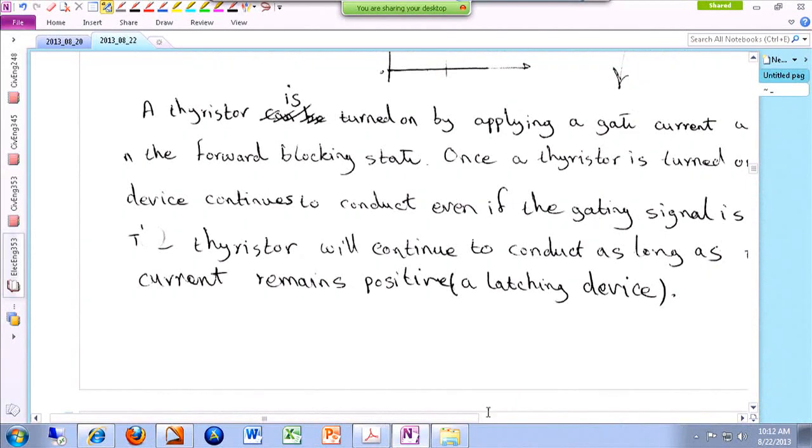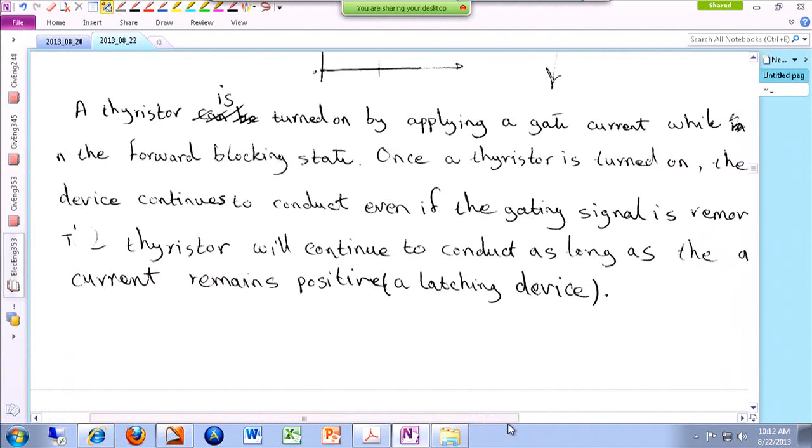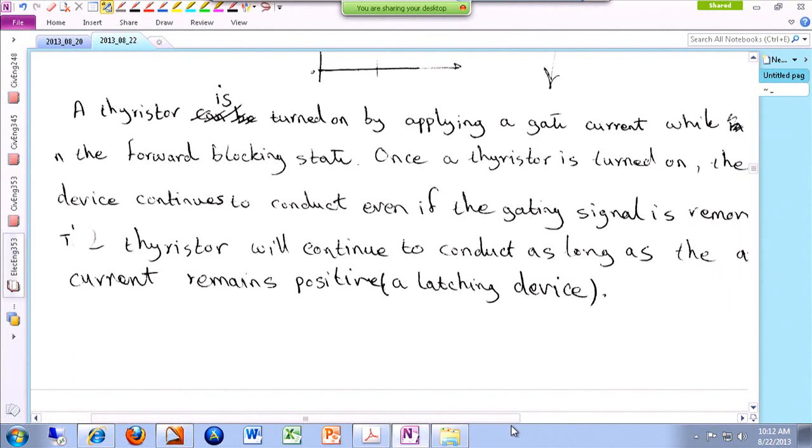Okay, here's the statement. The thyristor is turned on by applying a gate current or a gate triggering signal while it is in the forward biasing state. It's very, very important. Before triggering, your thyristor should be in the forward biasing stage. Otherwise, it's not going to turn on.